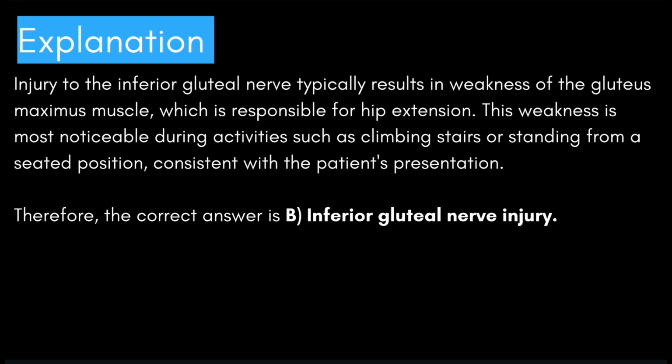Injury to the inferior gluteal nerve typically results in weakness of the gluteus maximus muscle, which is responsible for hip extension. This weakness is most noticeable during activities such as climbing stairs or standing from a seated position, consistent with the patient's presentation. Therefore, the correct answer is B, inferior gluteal nerve injury.